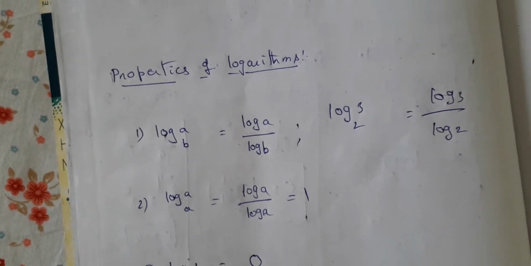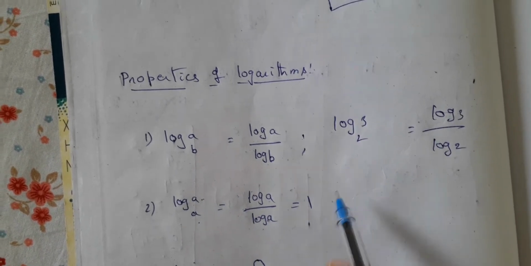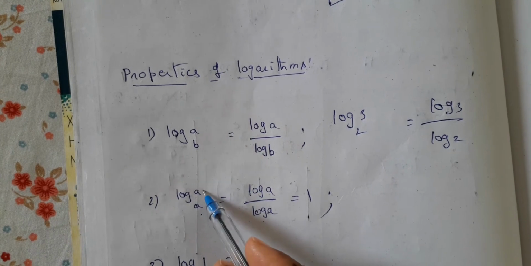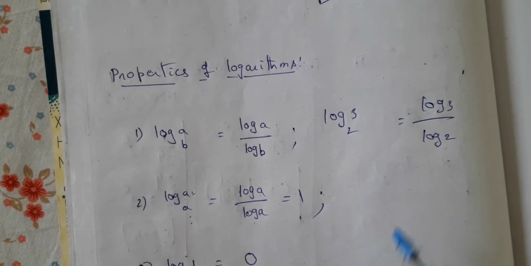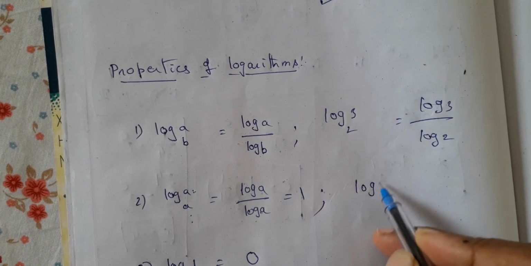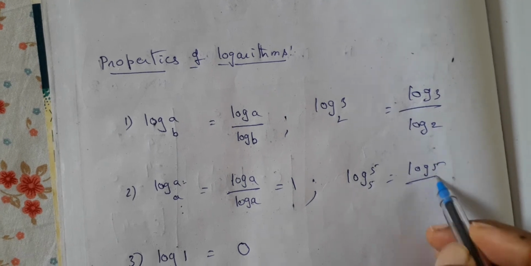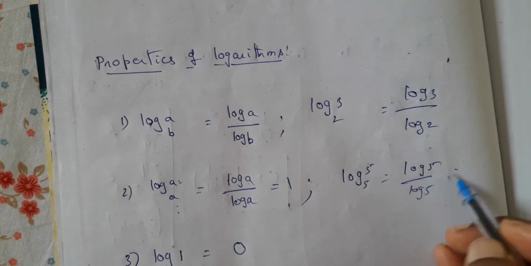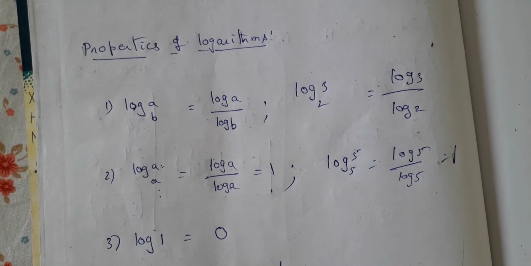Then log a base a is log a by log a, which is 1, isn't it? So the logarithm of a particular number to the same base is always 1. Example, log 5 base 5 is log 5 by log 5, which is equal to 1.